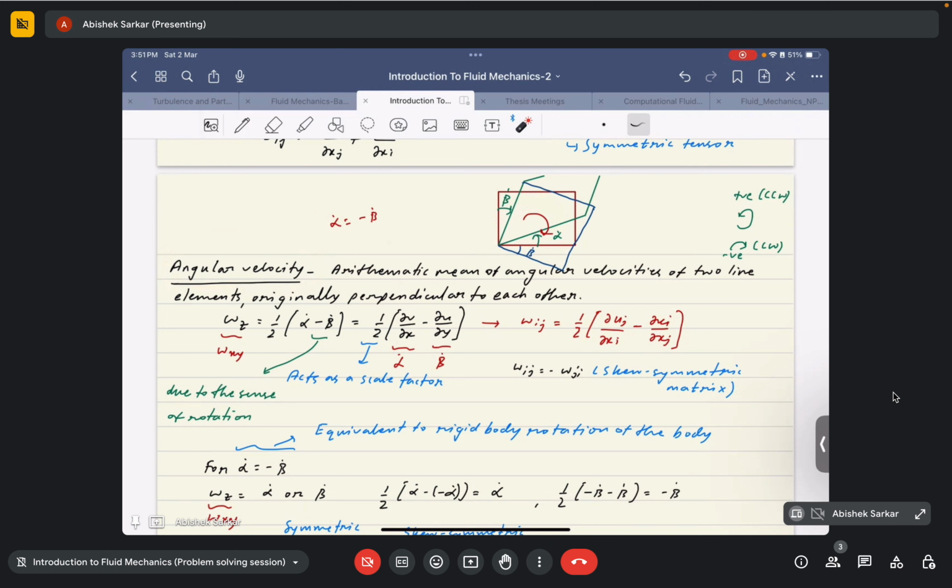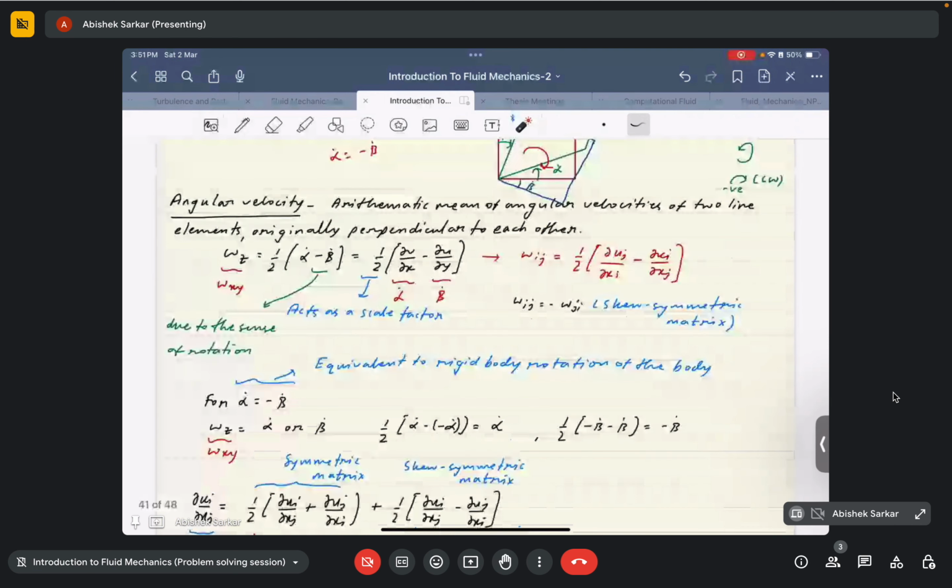And the essence of rotation that we observe in the case of solids is actually a special case, the rigid body rotation that I am trying to mention. This is what I am explicitly trying to mention, that the case of rigid body motion or rigid body rotation is actually a special case of angular velocity in the case of fluids, or fluid elements. So I hope this was clear.